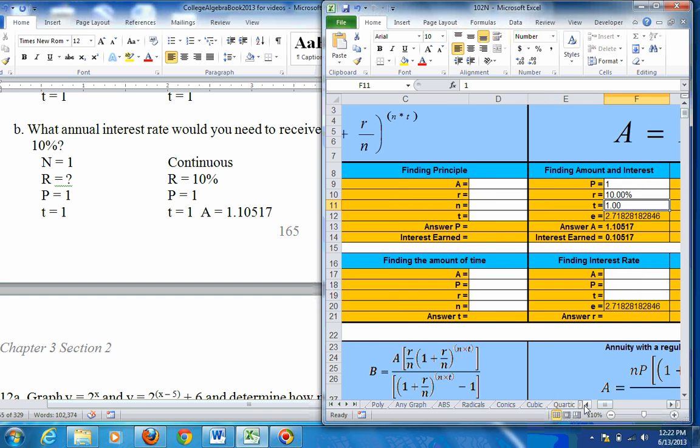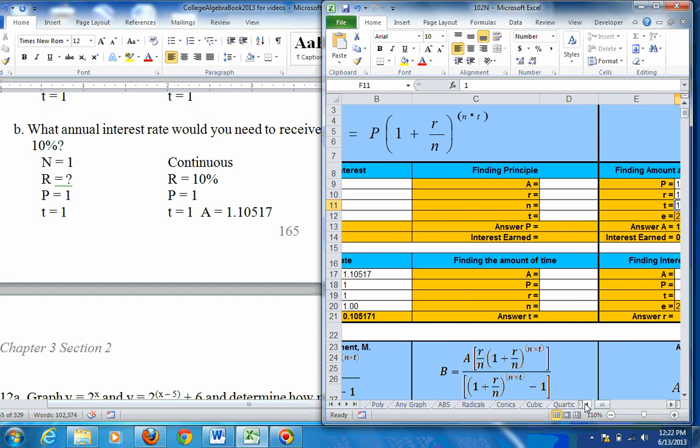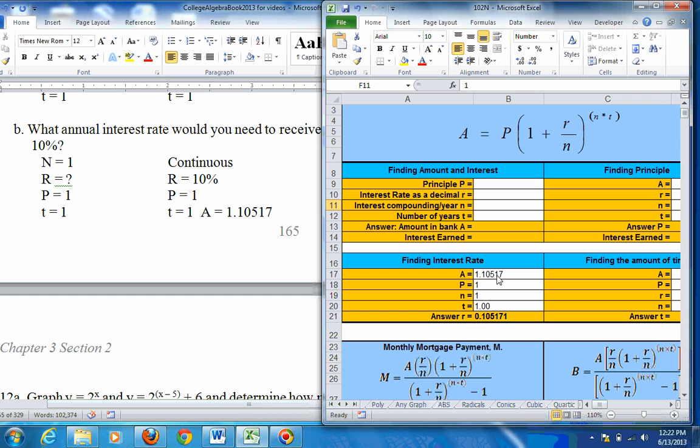So over here, where I'm figuring out the interest rate, and it was a discrete type of thing, it was annual. So right here, type in the 1.10517. Then principal of $1, the N is 1 because it was annual. And the T is 1 because we left both sides equal 1 for the time, and we get an interest rate of 10.517. So in other words, an interest rate of 10% continuous is equal to an interest rate of 10.52%, rounded to the nearest hundredth of a percent.